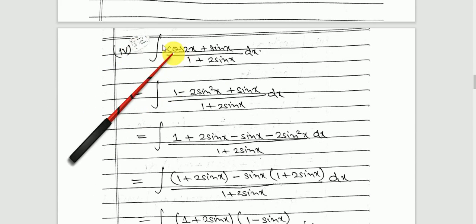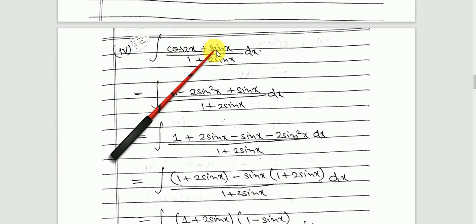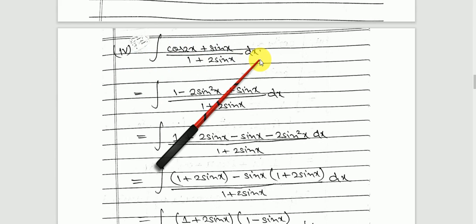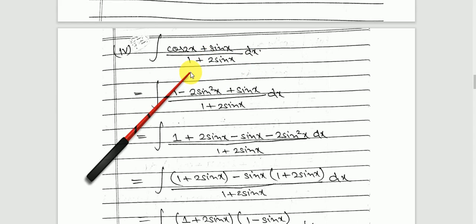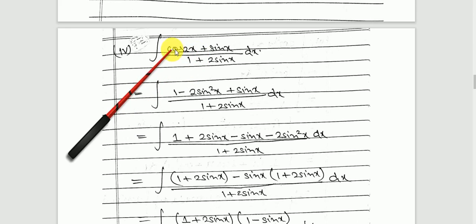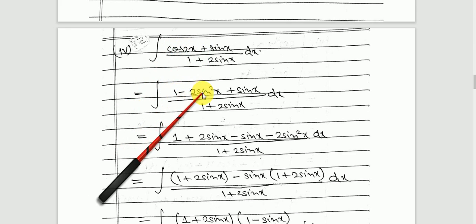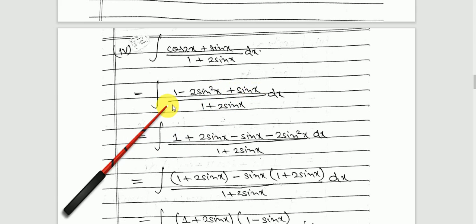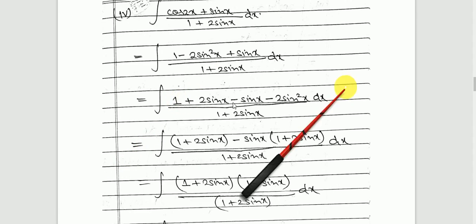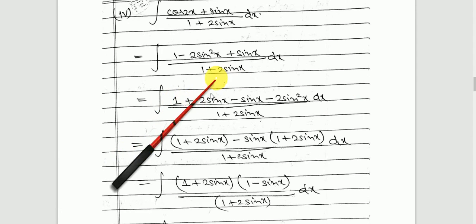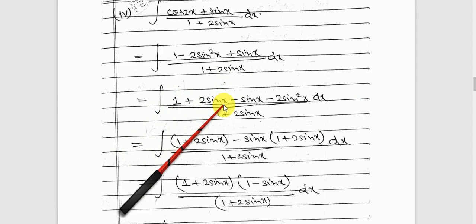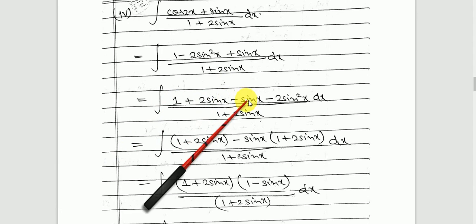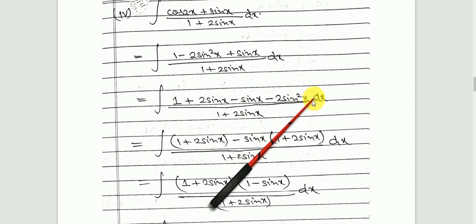Next is this. You have to integrate this cos 2x plus sin x upon 1 plus 2 times sin x. So again, if you see this cos 2x can be written as 1 minus 2 times sin square x plus sine x. Now 1 plus 2 times sine x minus 2 times sine square x.